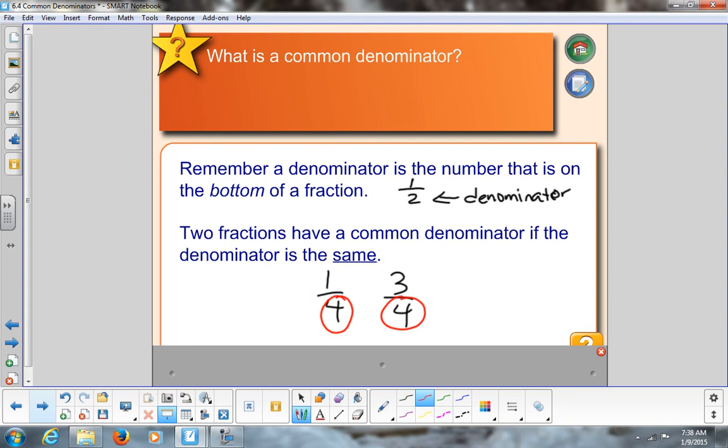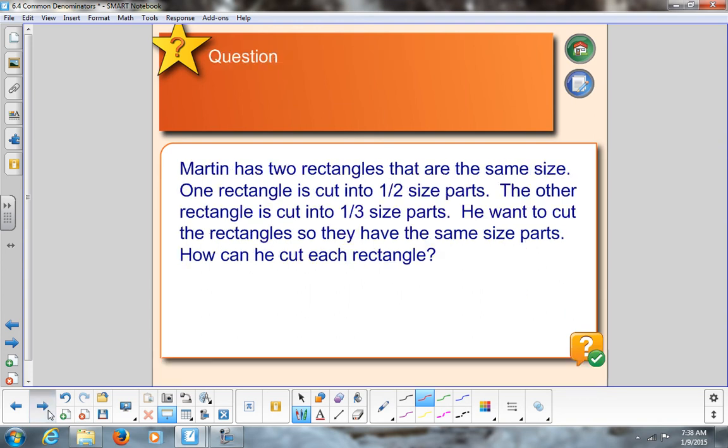Okay. So that's what we're going to be working on in this lesson, trying to figure out how to take two fractions. Let's say we have 1/2 and we have 1/4. These are not the same, so they are not common denominators, but we need to find a way to make them the same, or make them have common denominators. Okay, so let's take a look at our first question.